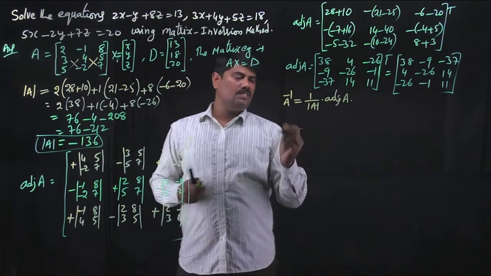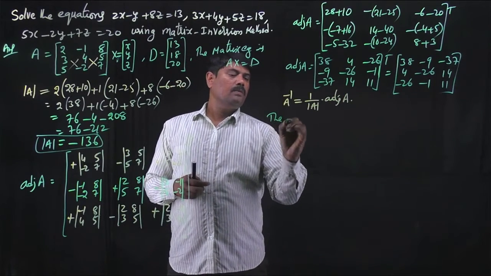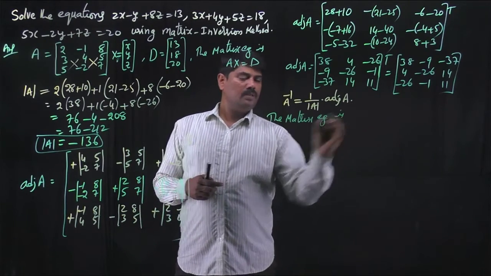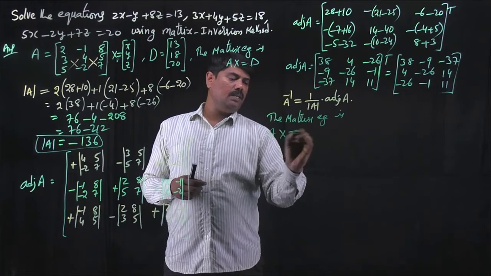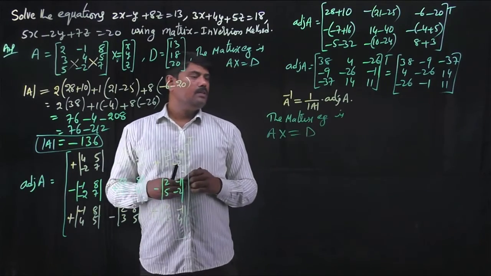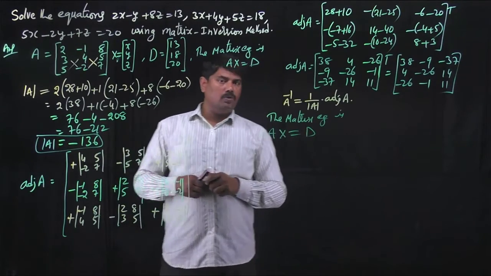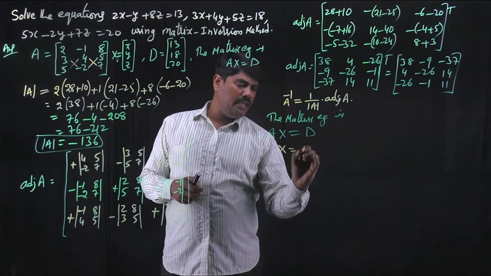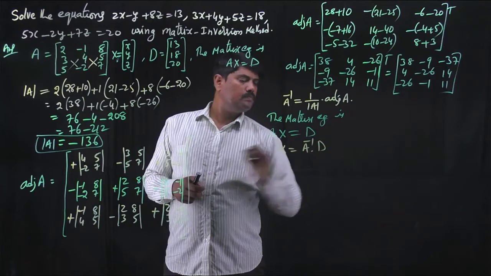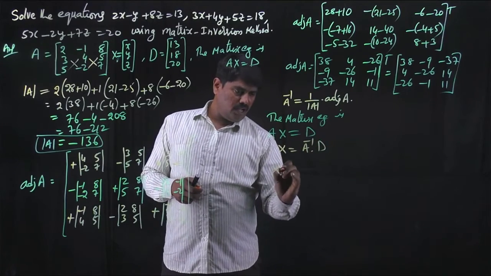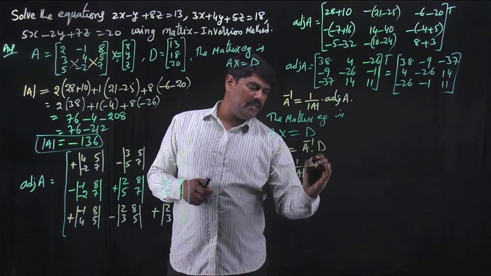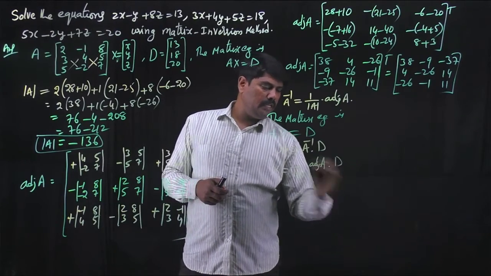Now again consider the equation. The matrix equation is AX is equal to D. Since A is non-singular, A inverse exists. So you can write X as A inverse into D. So the value of X is, A inverse formula, 1 by det A into adjoint A into D.